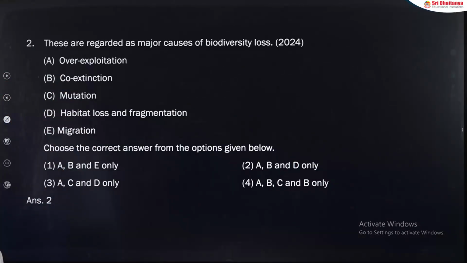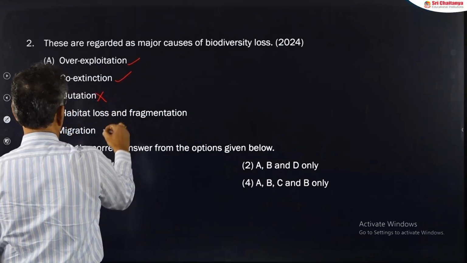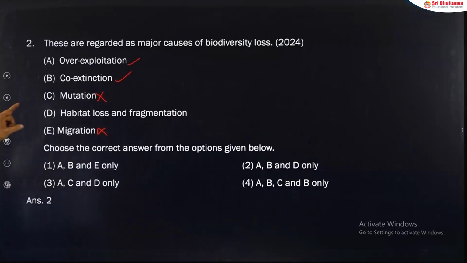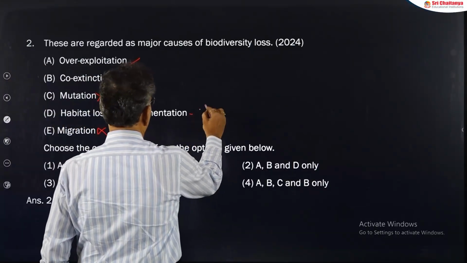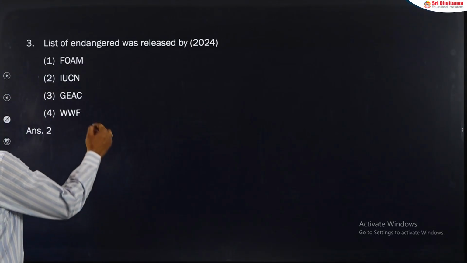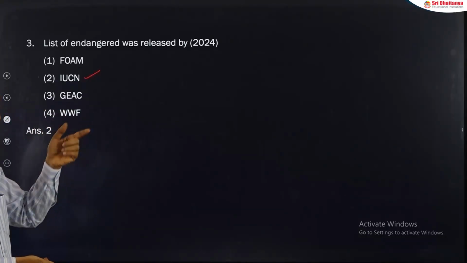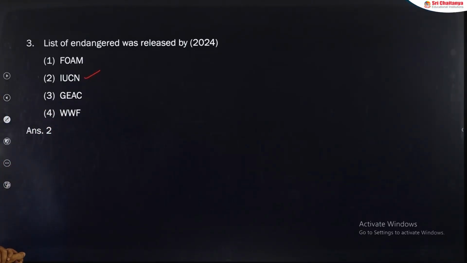These are regarded as major causes of biodiversity loss: overexploitation, coextinction, mutation, habitat loss or fragmentation, migration. Overexploitation is definitely a reason. Coextinction is a reason. Mutation is not a reason. Migration is also not a reason. Habitat loss and fragmentation is a reason. So A, B, D, that is the second option. The list of endangered species is given by IUCN only. GEAC is related to genetic manipulation in India, part of biotechnology applications. WWF is World Wildlife Fund. So endangered species are officially released by IUCN only.